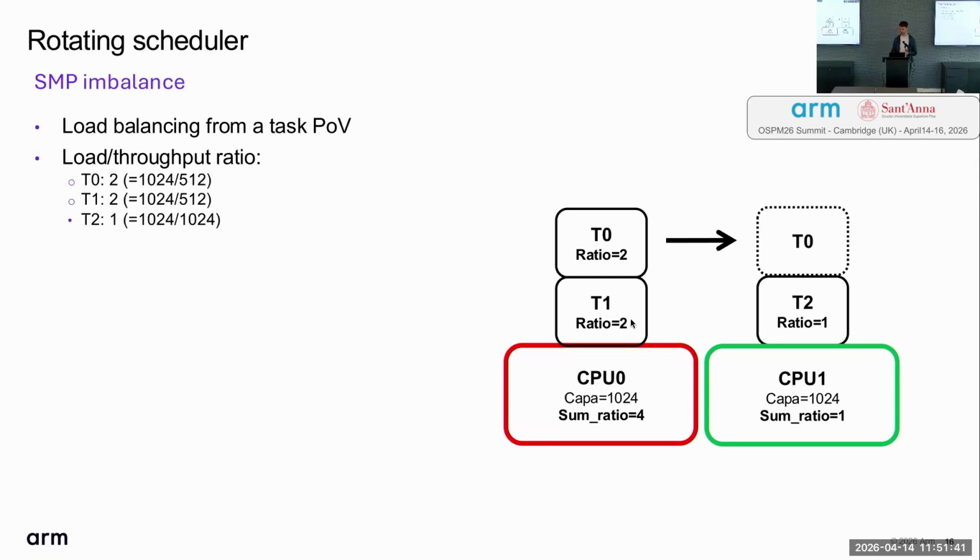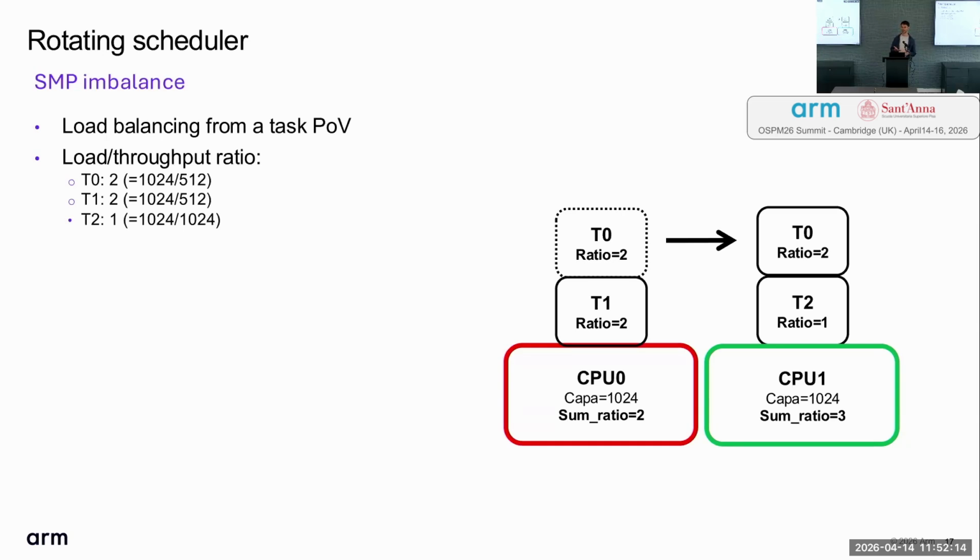The sum of the ratio on CPU 0 is 4, so you do an addition. The sum of the ratio on the other CPU is 1. There is an imbalance. If you want to solve this imbalance, you move one of the tasks. The sum of the ratio is now closer, the delta between the two ratios is less. But it's still imbalanced because CPU1 appears more loaded than CPU0.